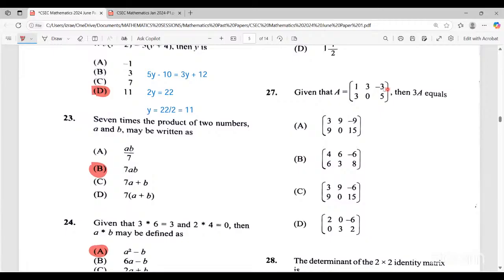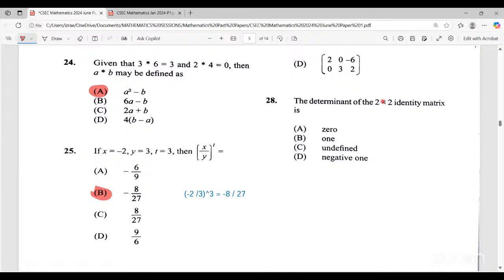A is 1, 3, minus 3, 3, 0, 5. Then 3A is just multiply 3 by everything. So B and D are wrong. 3 3s are 9. 3 by minus 3 is minus 9. So I don't have to do the rest. You see, it's an easy answer.